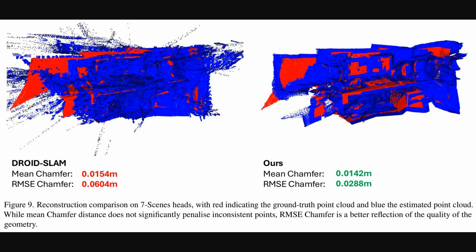Going a bit further, this figure shifts focus to compare the actual 3D reconstruction quality. It shows MASt3R-SLAM, labeled "Ours", side by side with DROID-SLAM on the 7-Scenes dataset. You see the ground truth points in red versus the estimated blue points. And importantly, the chamfer distance metrics show MASt3R-SLAM producing more consistent geometry here.